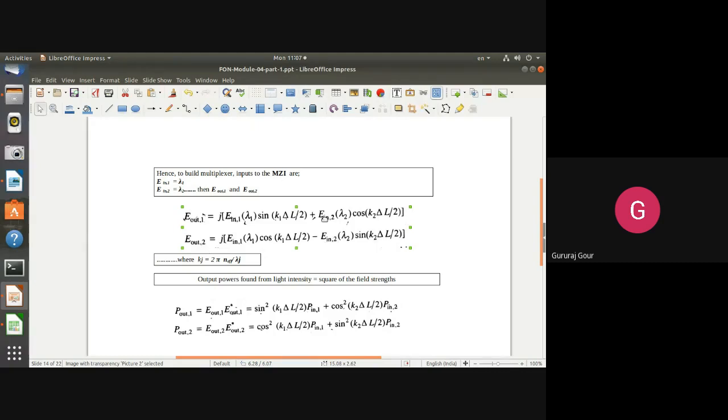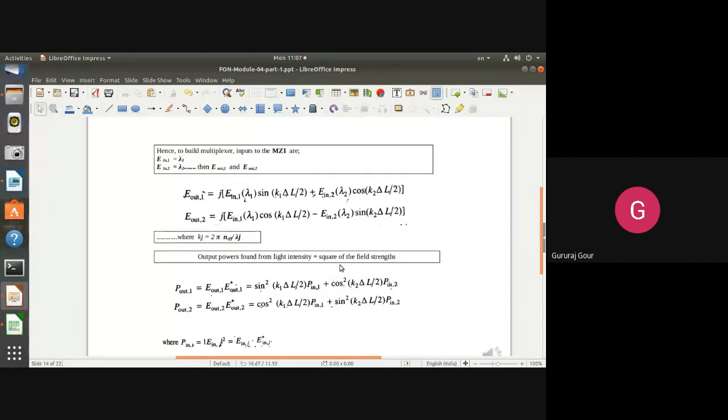So always remember the first output, E in 1 or E out 1, are in phase, meaning they are adding. E in 2 or E out 2 is going to be subtracted. Here k j is the propagation constant. The output powers, or light intensity, are equal to the squares of the magnitude, because of the involvement of the imaginary part in these complex terms, we have to consider only the magnitude of these field strengths.